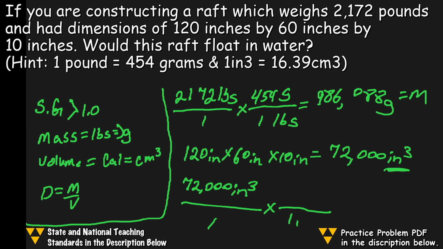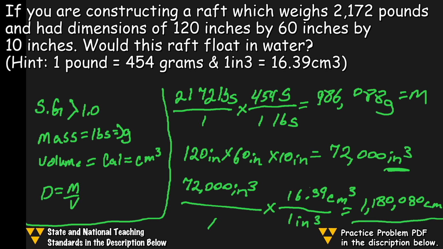So I say 1 inch cubed is 16.39 centimeters cubed. When I multiply that out, we get that there is 1,180,080 cubic centimeters. Okay, so those are our two numbers. That's our volume. I'm going to put a V right there. Okay, now it looks like we've run out of space on our board. So I'm going to give you a second, write down what you need, and I'm going to erase this side over here, the left side.